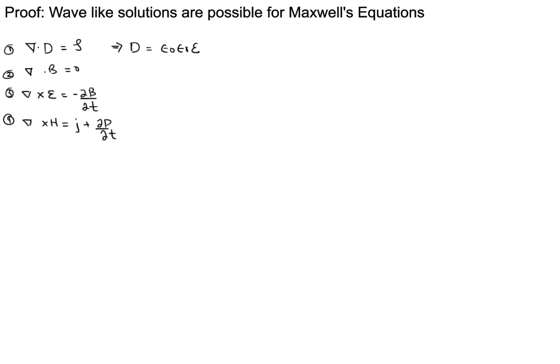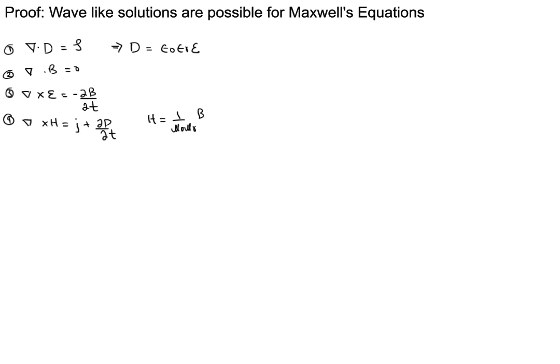And in the third equation again we have electric and magnetic fields, and in the fourth equation we have H, that is the magnetic quantity, and this magnetic quantity is given by H equals 1 over mu naught mu r, times B, where mu naught and mu r are the magnetic permeability of free space and the medium respectively, and J, as I told you earlier, is the free current density. So we are going to prove that wave-like solutions are possible for these equations.